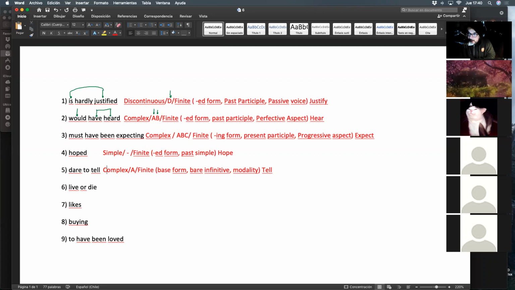¿Se acuerdan que hay una combinación de letras que no aparece en el PowerPoint, que es la doble A? Un modal y un semimodal y después el main verb. Para que tengan cuidado. Recuérdenlo.